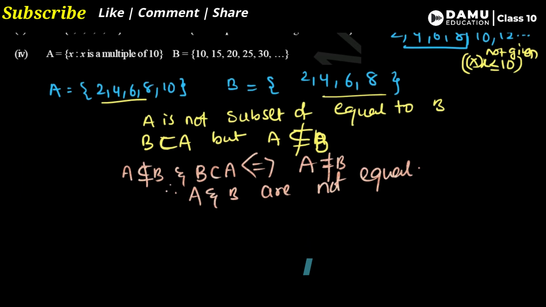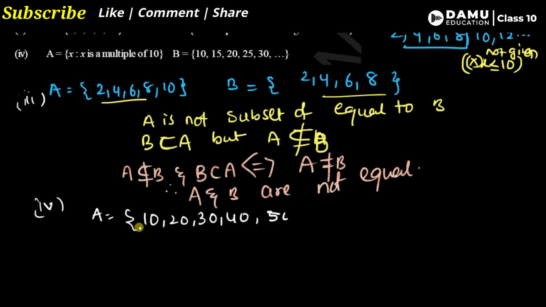Next one, let's take the fourth one. This is the third one. A equals the given set builder form, and we have to write it in roster form. The set of all X such that X is a multiple of 10. Multiples of 10 means 10, 20, 30, 40, 50 and so on. We don't know how many numbers. Then set B is 10, 15, 20, 25, 30 and so on.